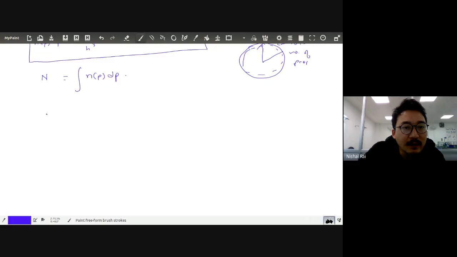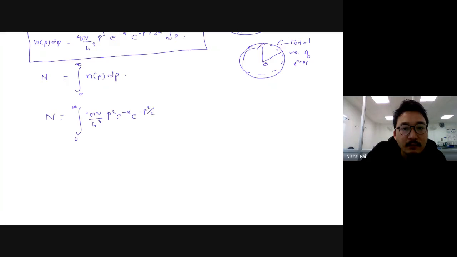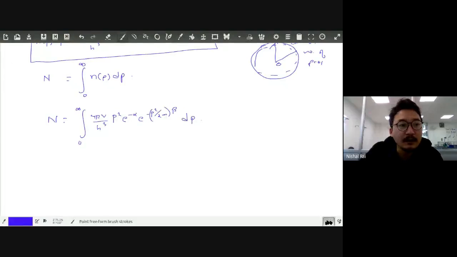So after that you will get what? The limit should be, the momentum can start from 0, as you can see, and it can extend up to infinity. So the upper limit will be infinity. So the integration from 0 to infinity of 4 pi V by h cube p square e to the power negative alpha, e to the power negative beta p square divided by 2m, into dp. Basically, this thing should come out to be the total number of particles.